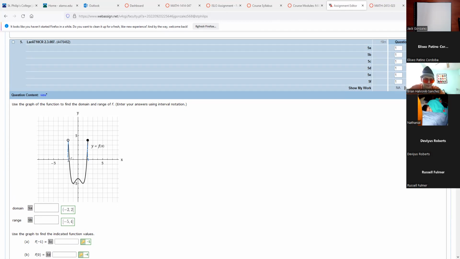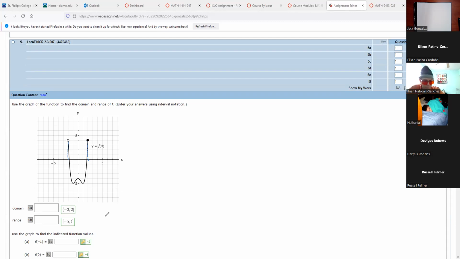So -1, -2. Like so, -2.001 is cool, but not -2. On this one, it's a solid dot. So it goes all the way up until 2, stops right at 2, not before 2. That's the difference between parentheses and brackets.